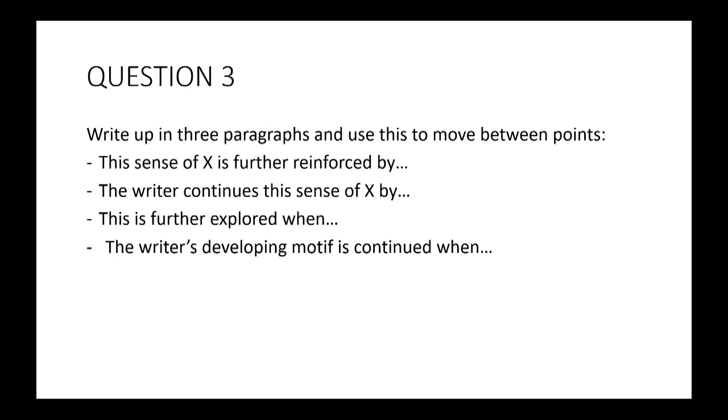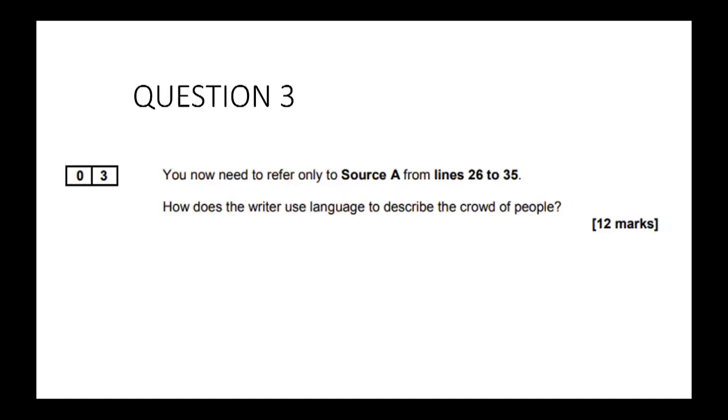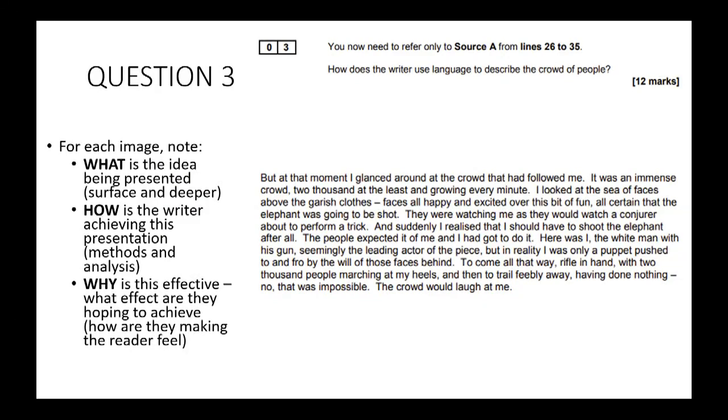All right, so examiners love when students write about things like symbols and motifs, and those big picture metaphors as well, that really carry good marks. So if we just plan together this one really quickly: how does the writer use language to describe the crowd of people? Sharp focus on the crowd of people, can be about the reaction as well. 12 marks. So let's just take a couple of things out of this together.